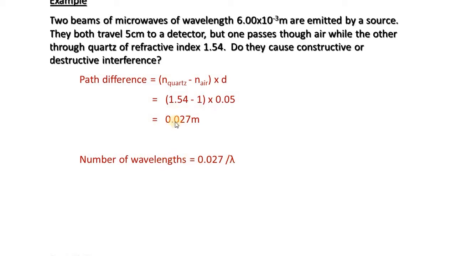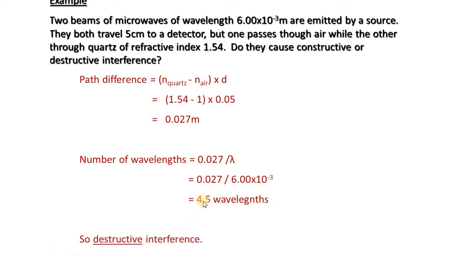This length divided by one wavelength gives the number of wavelengths that can be accommodated, and it is 0.027 divided by 0.0006 meter, and what you'll be getting is 4.5 wavelength. Since it is not an integral but half integral wavelength, I can easily say that it indicates the condition for destructive interference.